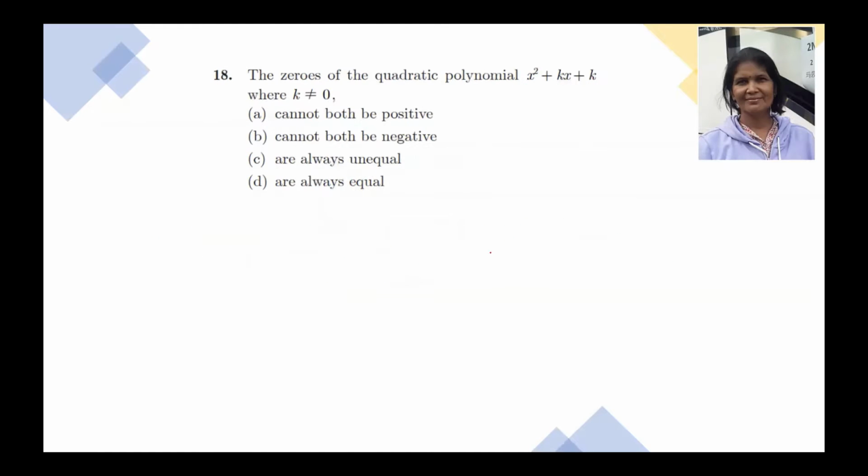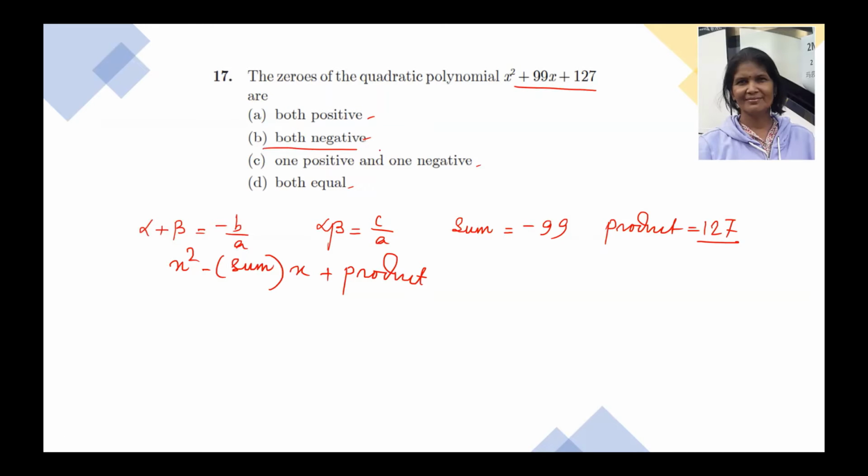So when is this possible? When both are negative, because negative times negative gives positive, and negative plus negative gives negative. So both are negative. B is the answer.